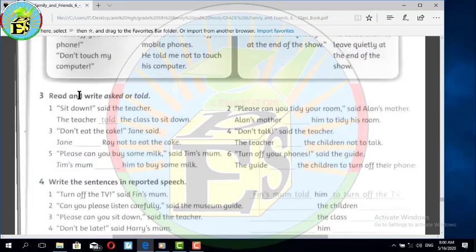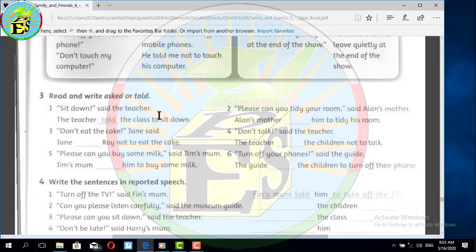Exercise number 3, read and write asked or told. Sit down, said the teacher. The teacher told the class to sit down. This is a command. Okay, a command like from a teacher to students, or from a father to his son or his daughter.